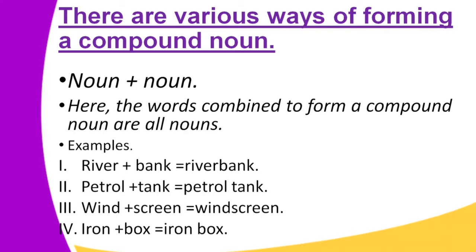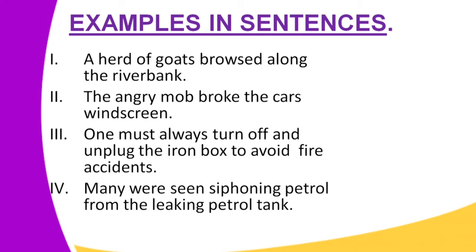Having looked at that, let's look at examples of compound nouns in sentences. Number 1, a herd of goats browsed along the riverbank. The compound noun is riverbank. Example number 2, the angry mob broke the car's windscreen. Windscreen, a compound noun. 3, one must always turn off and unplug the iron box to avoid fire accidents. We have iron box.